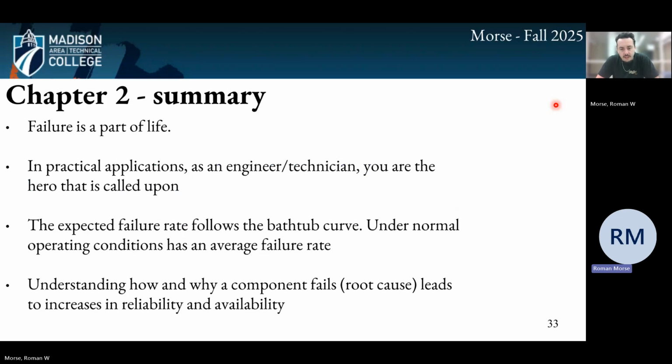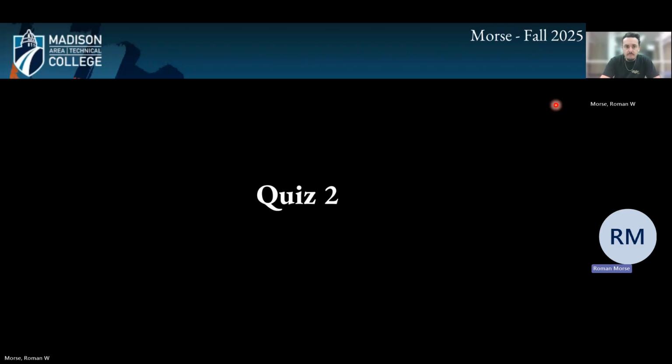The expected failure rate of a normal component under its normal operating conditions follows that bathtub curve. And understanding why components fail, what causes the failure, the root cause, leads to an increase in reliability and availability, because we can manufacture better products, better components, things that are higher in integrity that will last longer and not wear down as quickly. All right, we'll look at quiz two questions now.